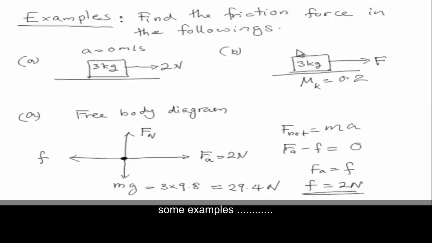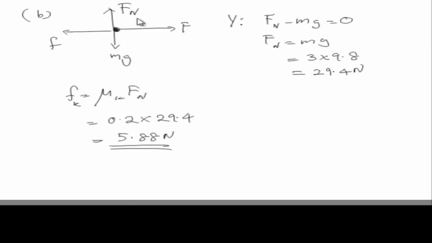In the second example, we have the same block. The applied force is not given. It's labeled as F, but the coefficient of friction, mu k, is given as 0.2. Now let's try to find the friction force. In this case, we start with the free body diagram again: the normal force, weight, the applied force F, and the friction force.